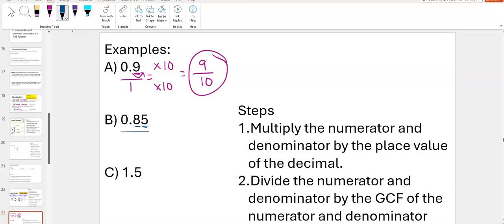85/100ths. 2 decimal places means I'm multiplying by 100 because it's 85/100ths. And then I have to find the GCF of 85 and 100, which I just happen to know is 5, because 5 goes into 85 evenly and 100. And when I reduce that, I get 17/20.